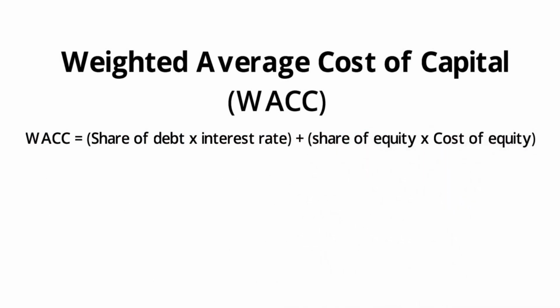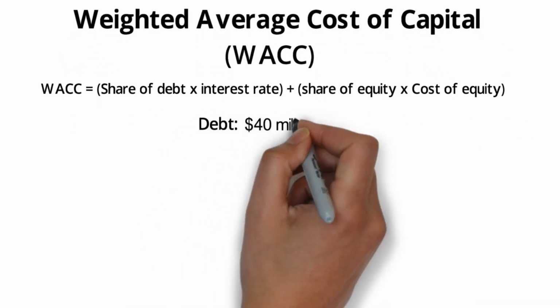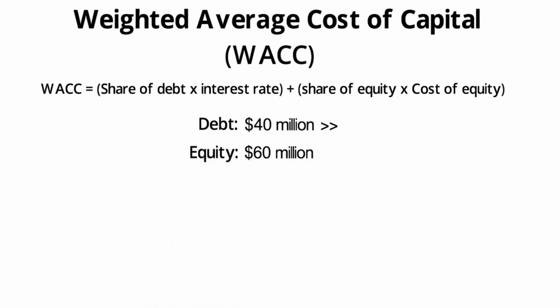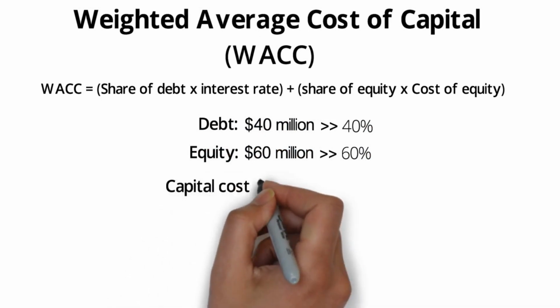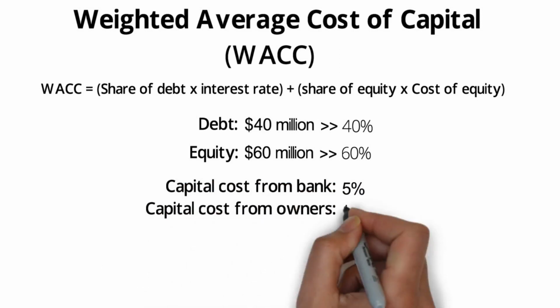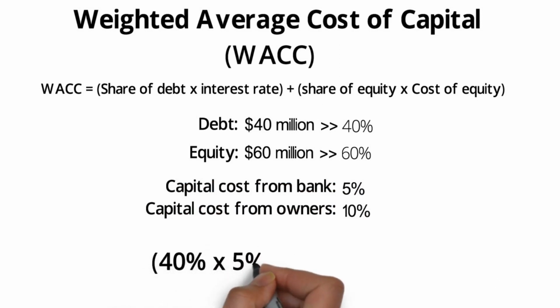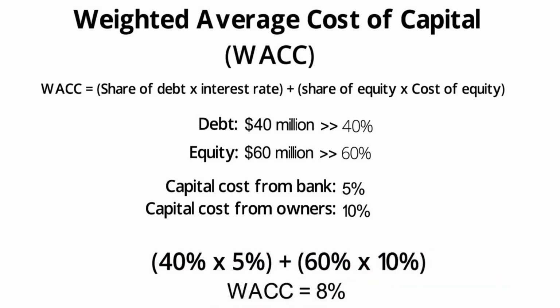How do companies calculate the weighted average cost of capital? If our company's debt has a market value of $40 million, and the market value of our equity is $60 million, then we have 40% debt and 60% equity. If you then have a 5% interest rate or capital cost from the bank and 10% from the owners, you weight that together in a very simple calculation that looks like this. Share of debt multiplied by the interest rate plus share of equity multiplied by the cost of equity. The WACC in our example is 8%.